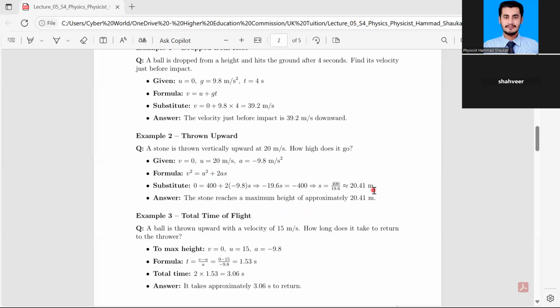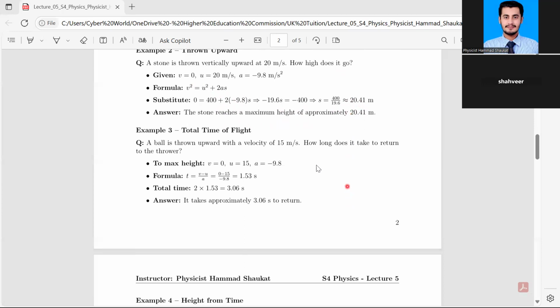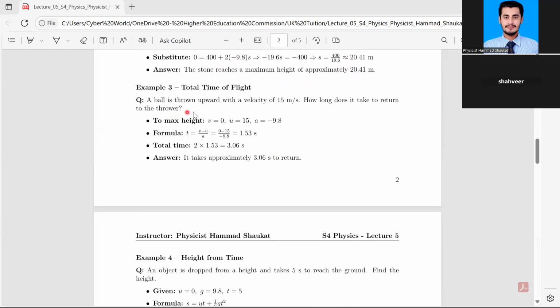Any problem? No. Okay, let's move towards the third problem. A ball is thrown upward. By this statement, are you moving against the action of gravity or under the action of gravity? Against. Yes, against. A ball is thrown upward with a velocity of 15 meters per second. Again, is this the initial or final velocity? Initial. Yes, initial velocity. So you can see u equals 15.